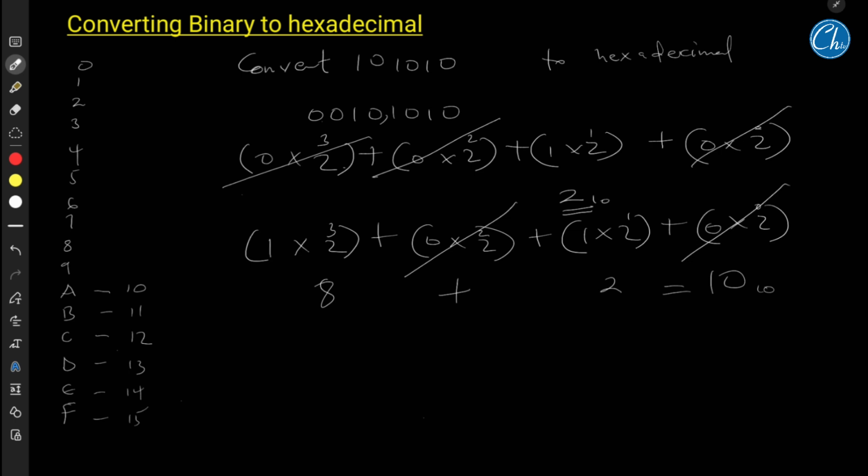Now let's use the hexadecimal system to find their equivalent hexadecimal numbers. So by rewriting, we get 2 and then 10. 2 in decimal, 2 in hexadecimal is the same 2. But now 10 in hexadecimal is A. So therefore, the equivalent value for 101010 in hexadecimal is equal to 2A base 16.